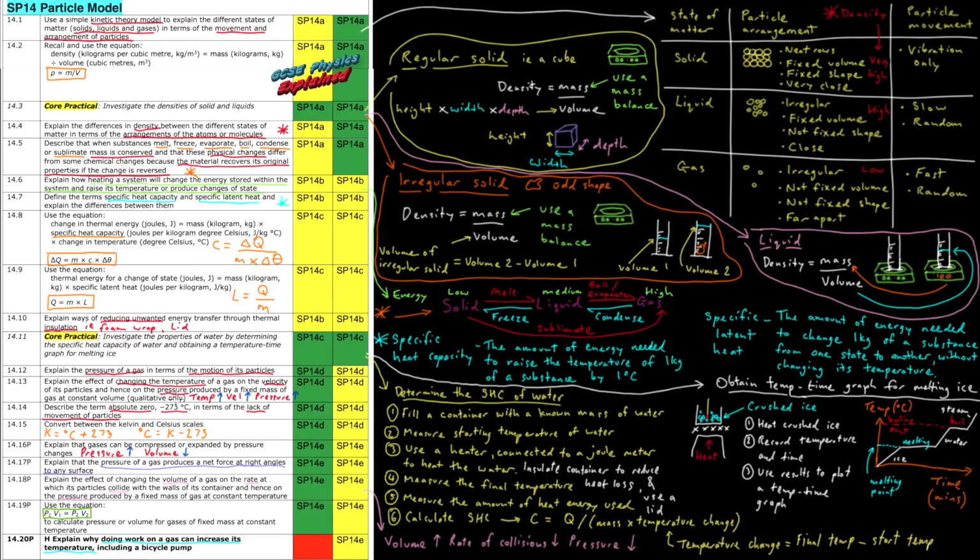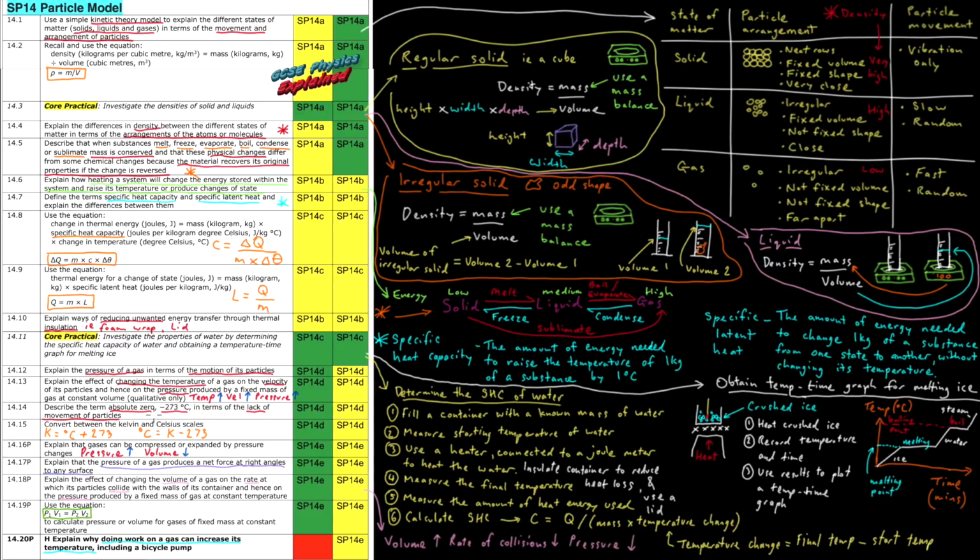Explain the effect of changing the temperature of a gas on the velocity of its particles and hence the pressure. Well, if you increase the temperature, that's going to increase the velocity of the particles and that's going to increase the pressure. And it does say for a fixed mass of gas at a constant volume.